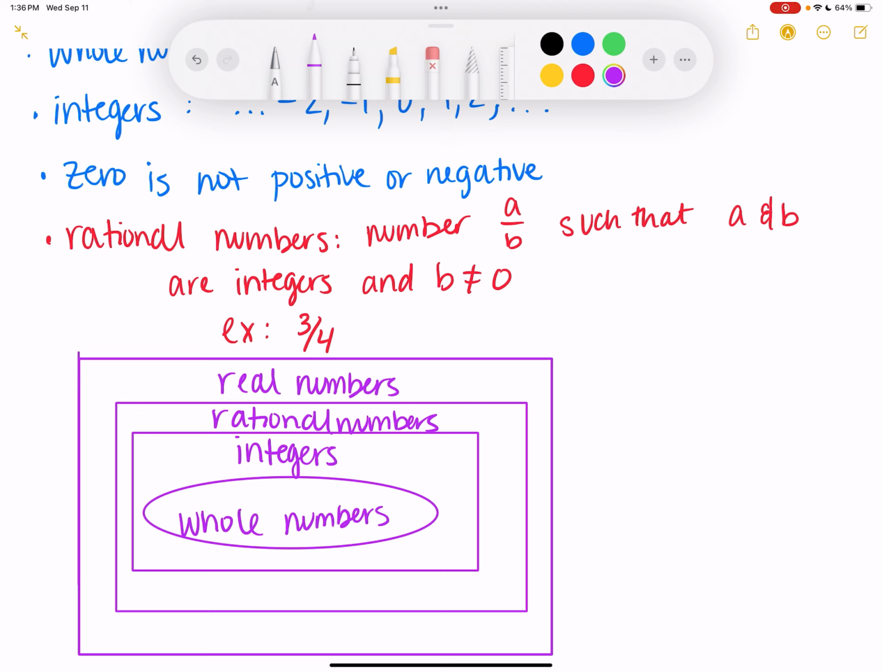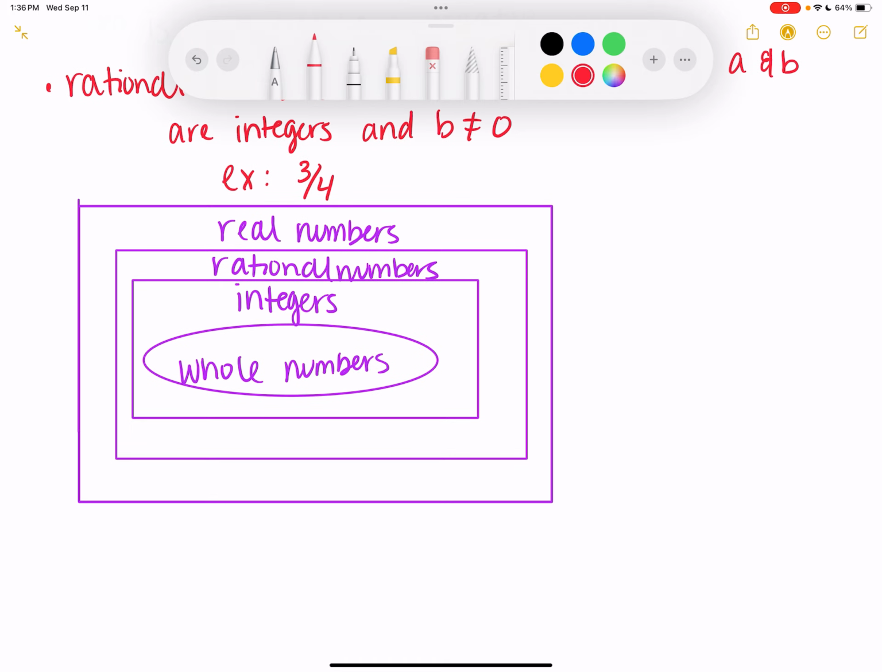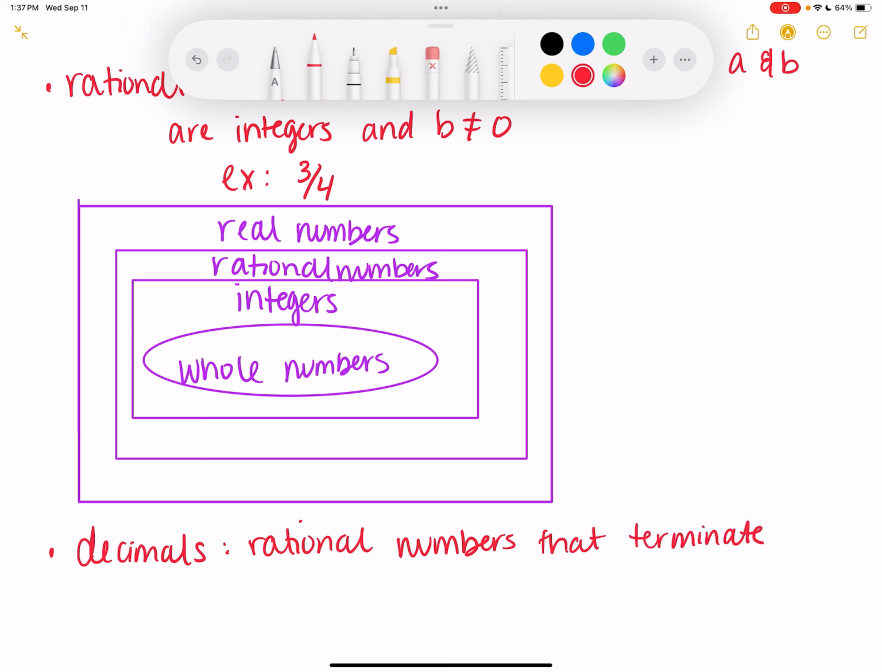Now, to get to what you are asking, decimals. It's another type of number. Decimals are also real numbers. Decimals can also be rational numbers. And decimals are rational numbers that terminate or repeat.